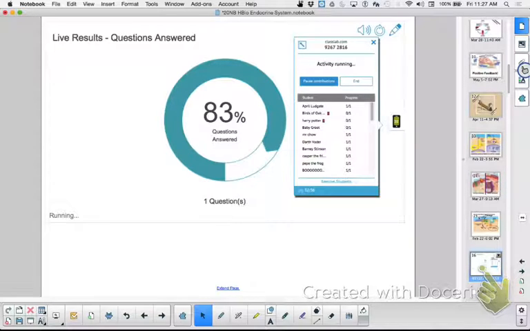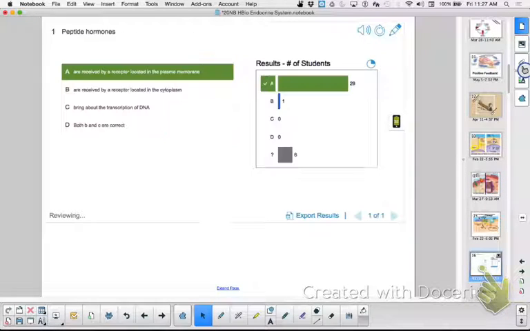Okay, you almost done? 83% of you, unless you're logged in on 2 devices. Anybody logged in on 2 devices? Okay, I'm done waiting. Oh, we almost got 100.